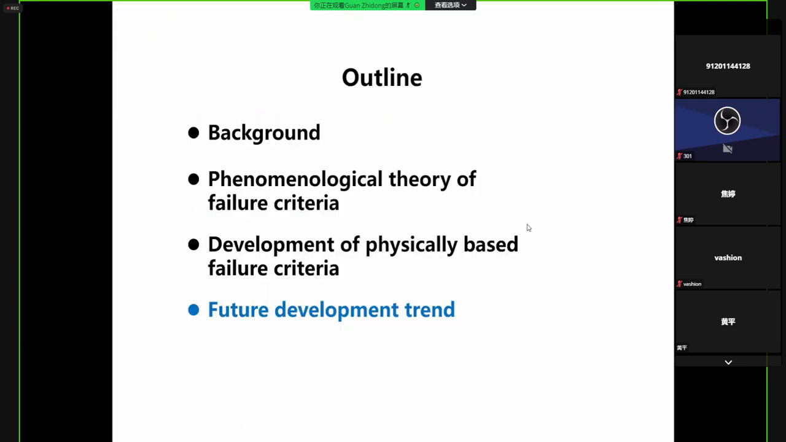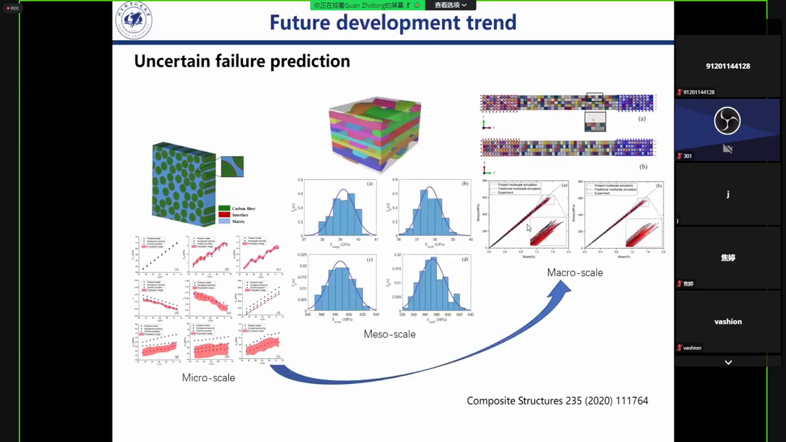The last section is future development trends of some research. The first one is uncertain failure prediction. The dispersion of composite material is a very important issue that is closely related to the safety and airworthiness of the aircraft. In fact, the large number of tests on composites are aimed at solving this problem.